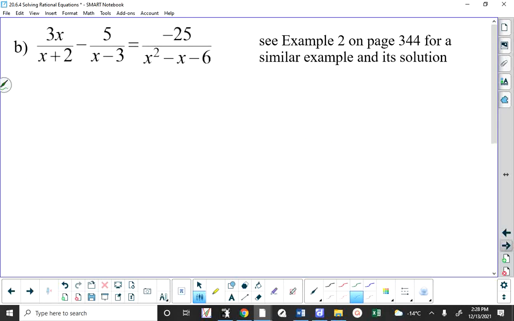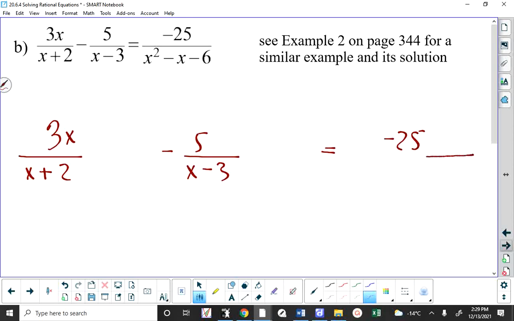So let's rewrite this in factored form. 3x over x plus 2. You want to space things out. Minus 5 over x minus 3. This is equal to negative 25 over x minus 3, x plus 2. I think, isn't that factored correctly? Don't make me do all the work. You guys should be thinking as well.